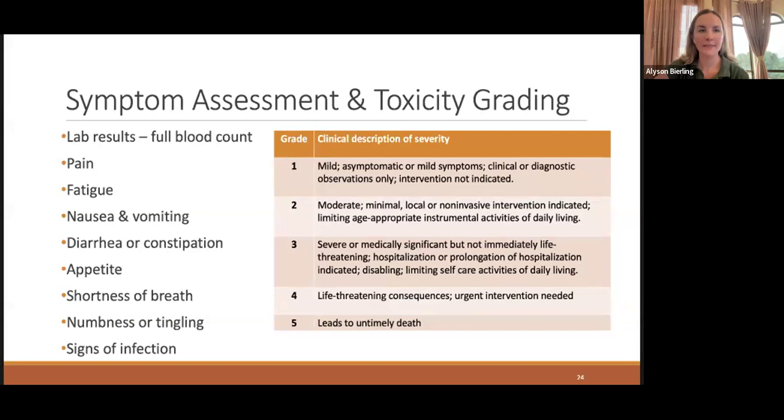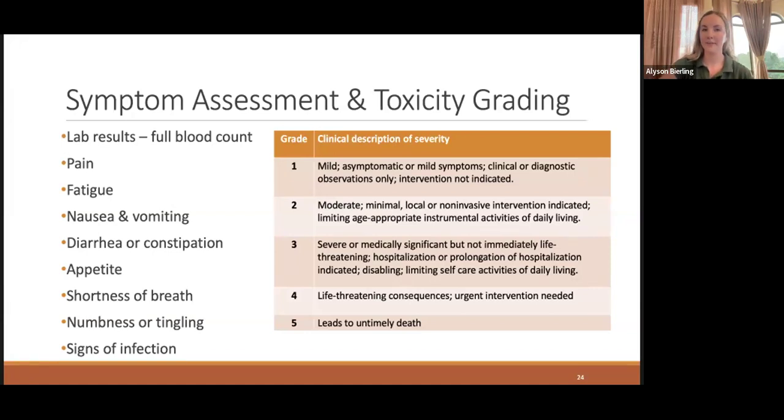So a bit more detail on symptom assessment and toxicity grading, which brings us back to our lecture from 2 weeks ago. So these are all of the things as nurses that we should be including in our symptom assessment. So again, we want to understand the current lab results of the patient. Are they experiencing any pain? Do they have any fatigue? Are they having nausea and vomiting? That's really important to understand in order to inform what antiemetic drugs we're going to provide to our patients.